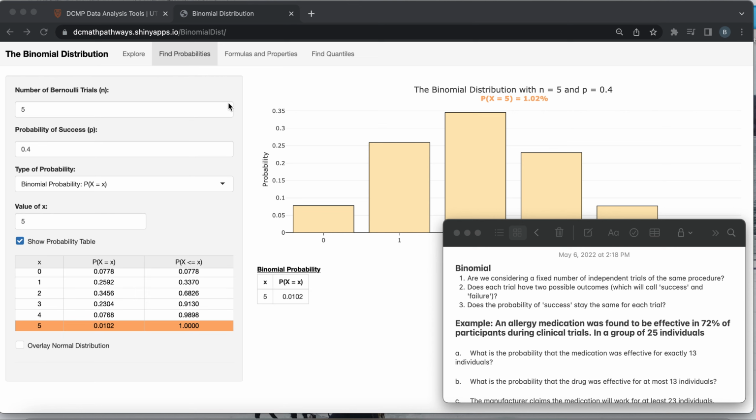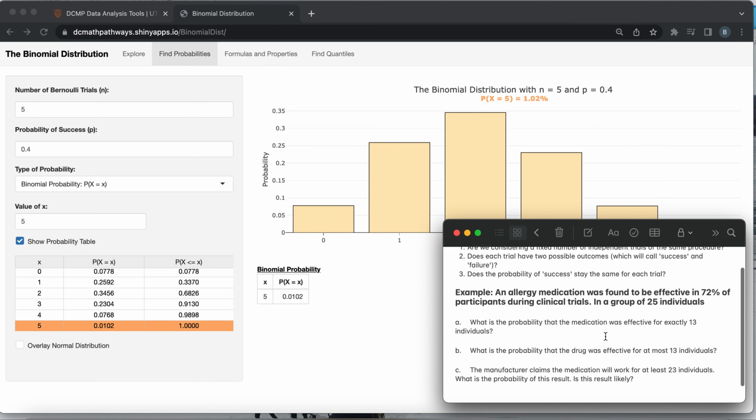We're going to go over the binomial distribution and how to calculate probabilities in the DCMP data analysis tool. First off, when we are doing binomials, we have to first consider the three conditions. Number one, are we considering a fixed number of independent trials with the same procedure? Number two, does each trial have two possible outcomes, which we will call success and failure? And number three, does the probability of success stay the same for each trial? If these conditions hold true, then we can use binomial distribution.